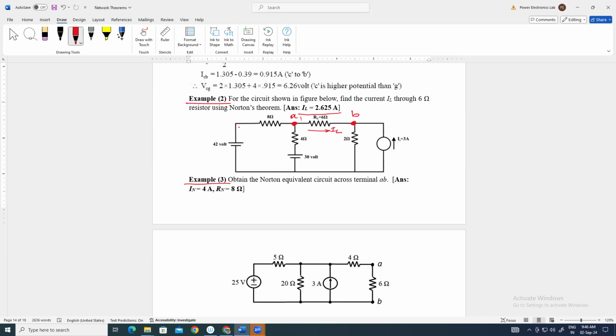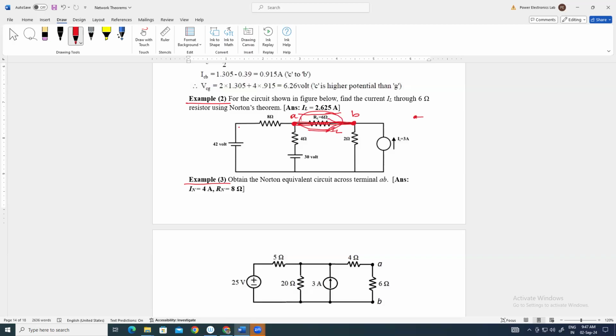We have assumed that. So what will be the first procedure to apply Norton's theorem? Can anyone tell? The first procedure is to remove the element connected between these two terminals. So firstly we will remove this element, right? 6 ohm. And we will make a short circuit between these two terminals.